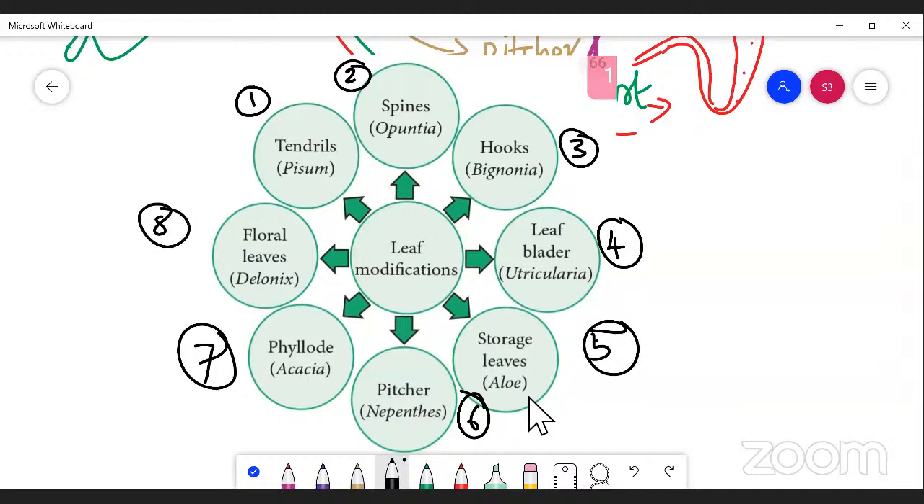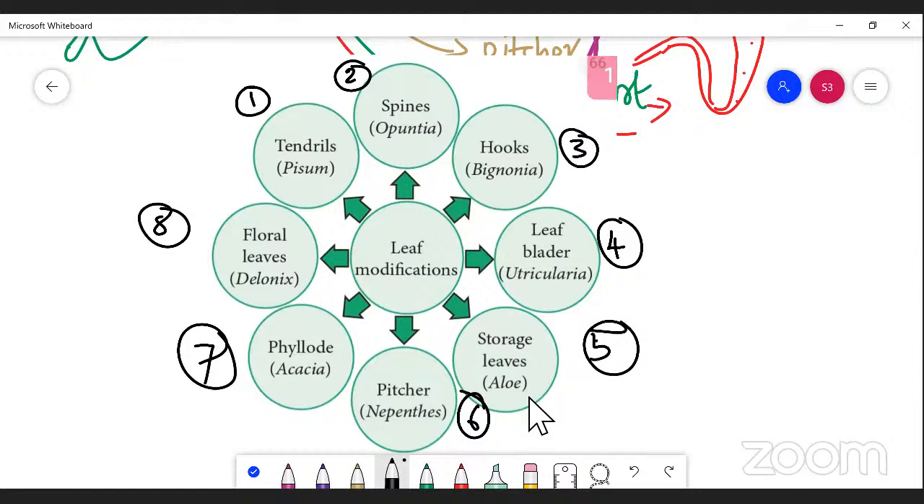So there are several modifications in leaf, but here we have a few types taken in the syllabus, right? The first one, repeat it again, tendril. Second one, spine. And third one, hooks. And fourth one, leaf blade. The next one, storage leaf. The next one, pitcher. And seventh one, phyllode. And eighth one, floral leaves.